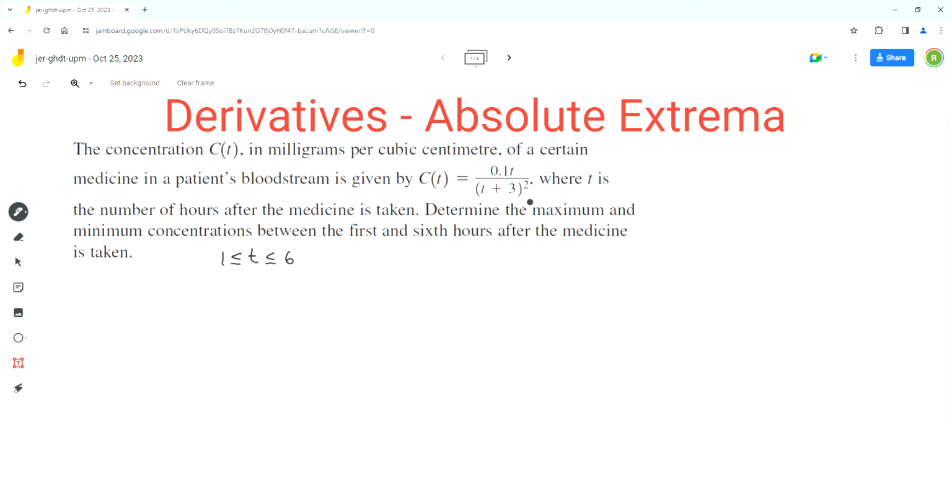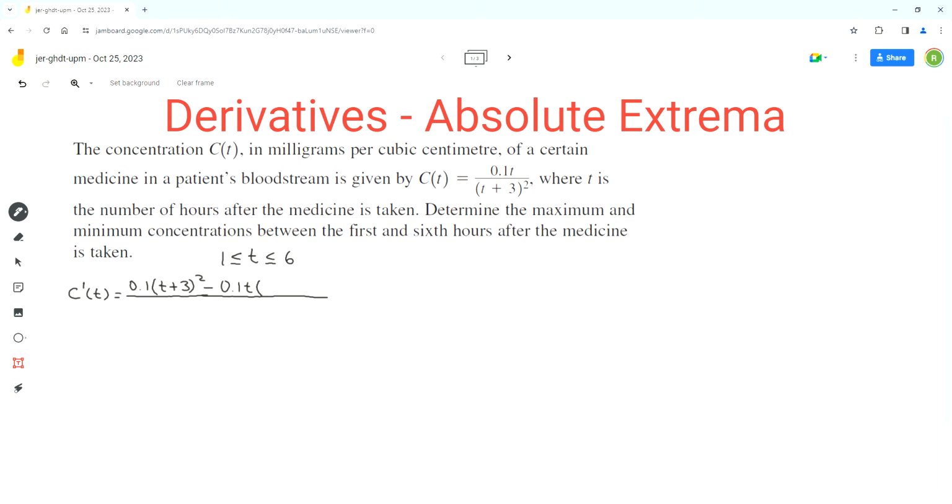Now this function is a rational function, so we'll have to use the quotient rule to find its derivative. So the first step is C'(t) equals, for the quotient rule, we start with the derivative of the numerator, which will be just 0.1, times the denominator, which is (t+3)², minus the numerator expression 0.1t times the derivative of the denominator.